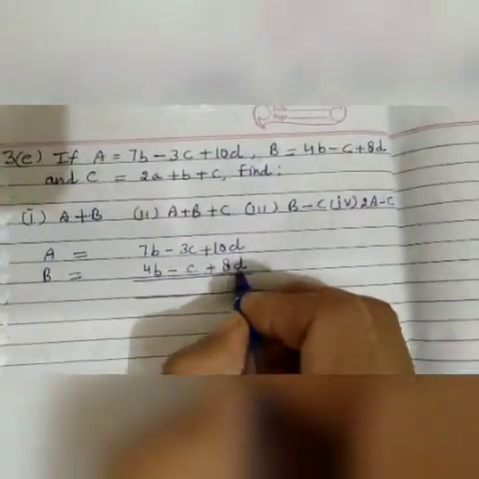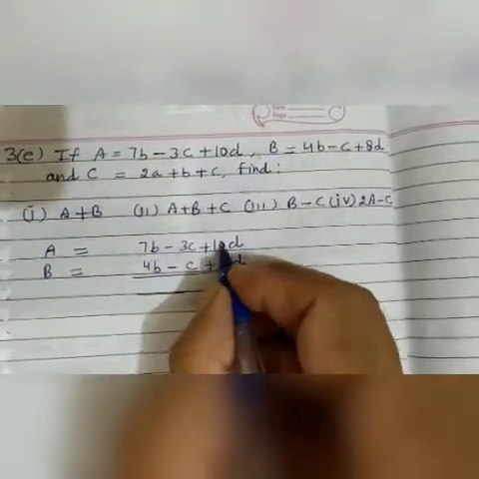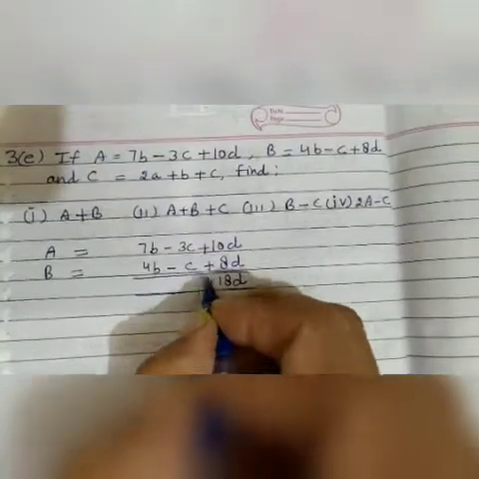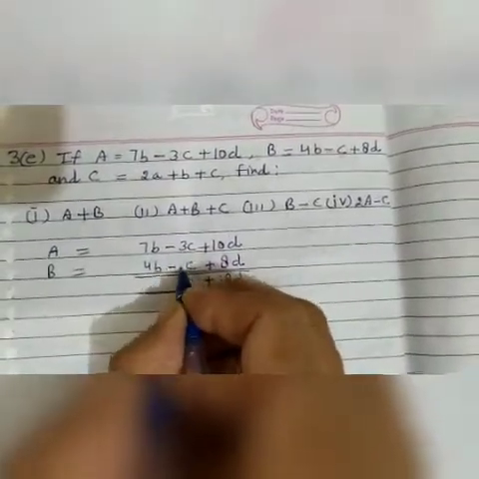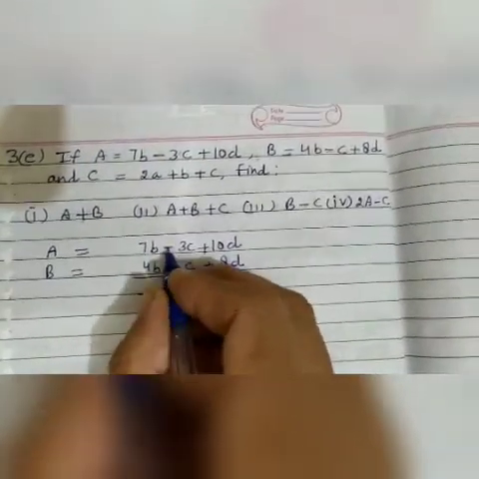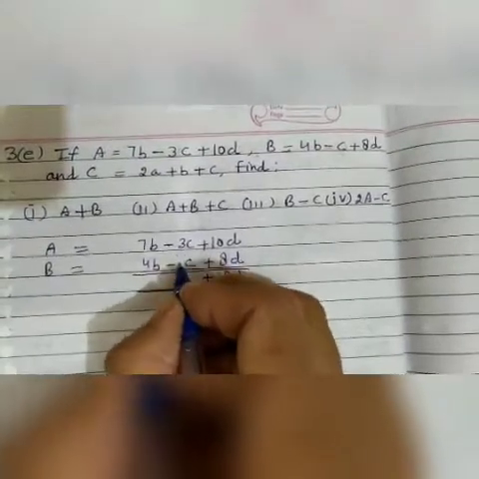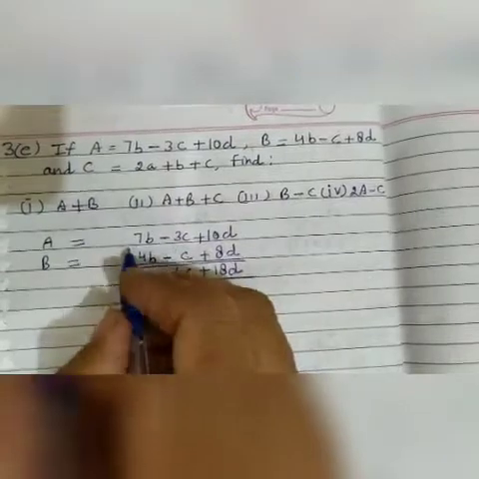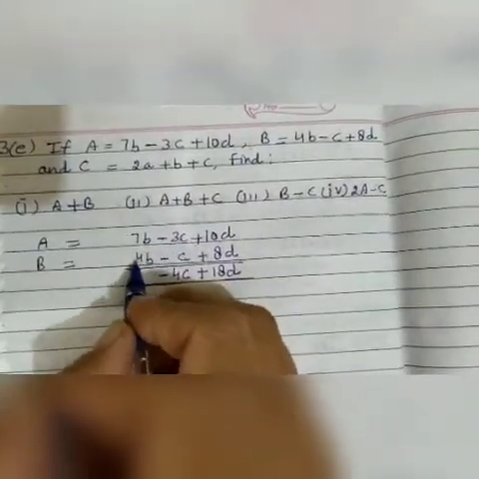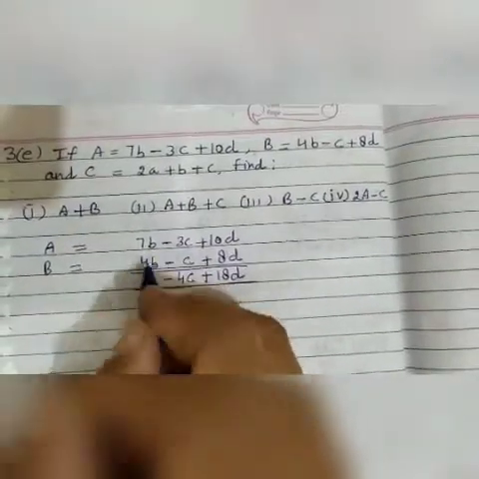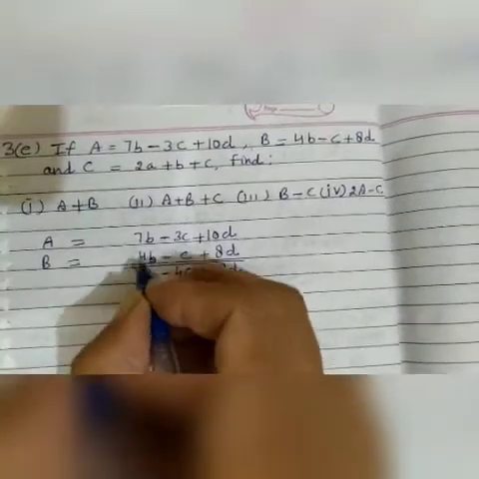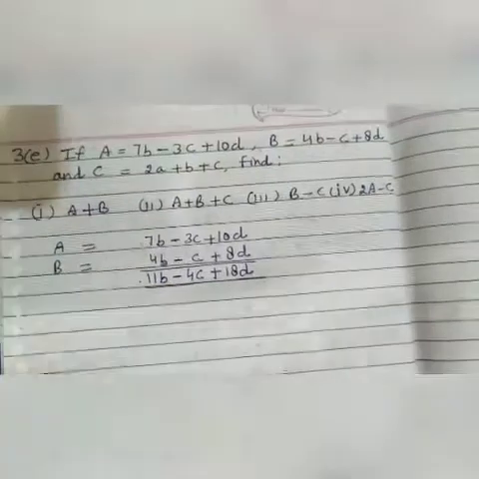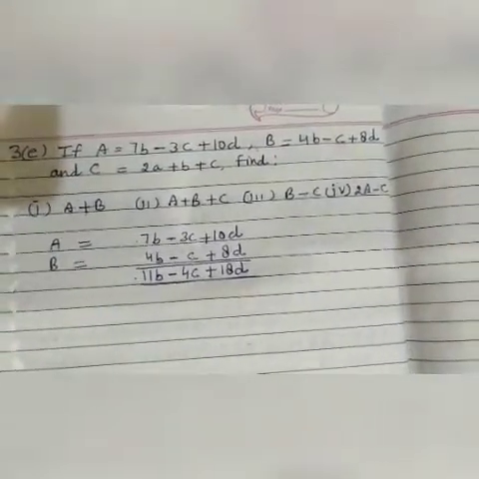Plus 10d plus 8d, both are the same sign, so we will add their numbers. It is 18d with a plus sign. Minus 3c minus 1c, both are the same sign, minus minus. The numbers will be added, 3 and 1, 4. 4c with a minus sign. Then 7b plus 4b, 7 and 4, 11b. Both are plus, so it will be plus. Clear students?